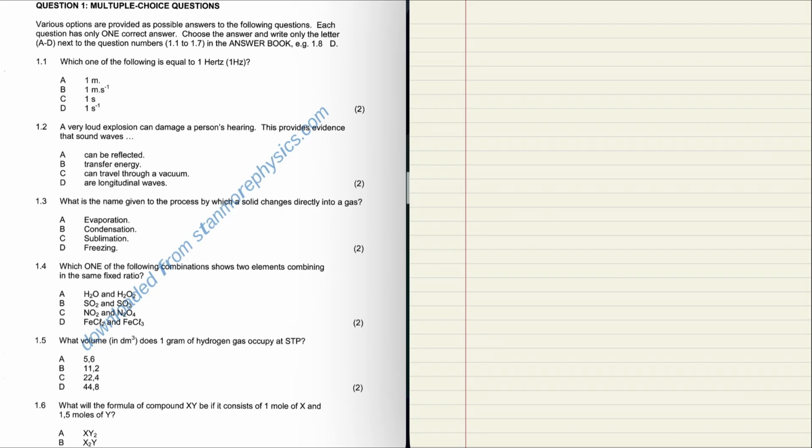Question number 1, multiple choice. Which one of the following is equal to 1 Hertz? To answer this question, we have to think about the formula for frequency, because Hertz is frequency. Frequency is equal to 1 over period. So Hertz is equal to 1 over, and period is measured in seconds, so 1 over seconds. Now we can rewrite this. If I take that to the top, the exponent becomes negative, so s to the power minus 1. So the answer is D.